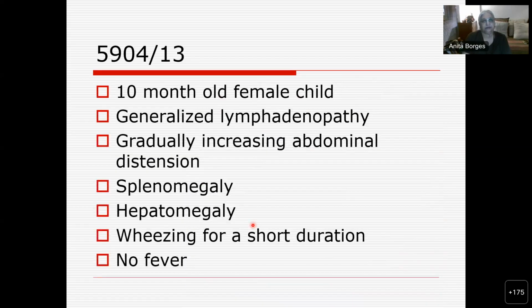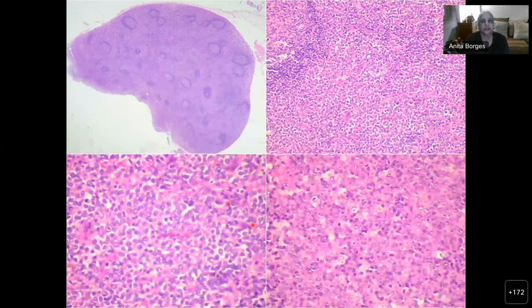Okay, now here is a 10-month-old female child. The patient had generalized lymphadenopathy and gradually increasing abdominal distension, splenomegaly, hepatomegaly, and wheezing for a short duration, no fever. Now you can see this. Anybody, I think, would agree that this lymph node is not very large. That's number one. I wouldn't be able to encompass it in one field. There are any number of reactive follicles. You can see the mantle, there is the germinal center.